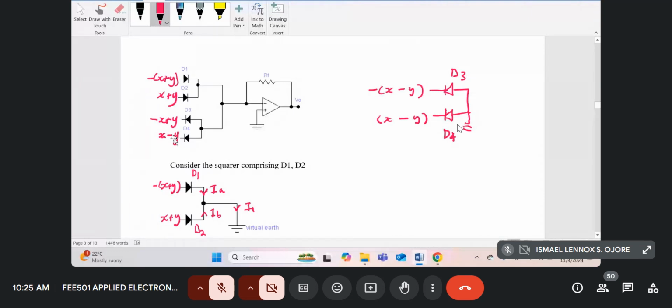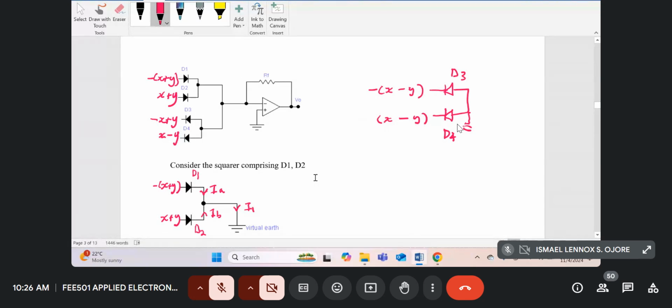Now, for D3 and D4, I can write minus x plus y as what I've shown over here. I can put it in this format, minus into brackets, x minus y. If you expand this, it will be minus x plus y. And the bottom one will just remain the signal to D4, just x minus y, just as shown over here.